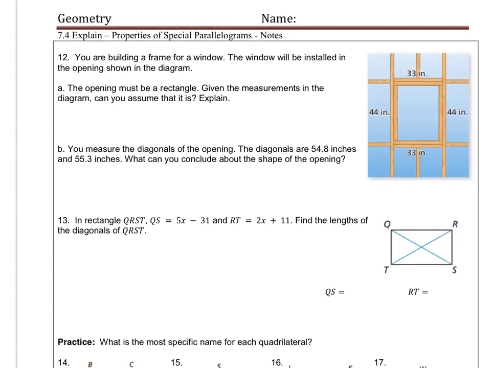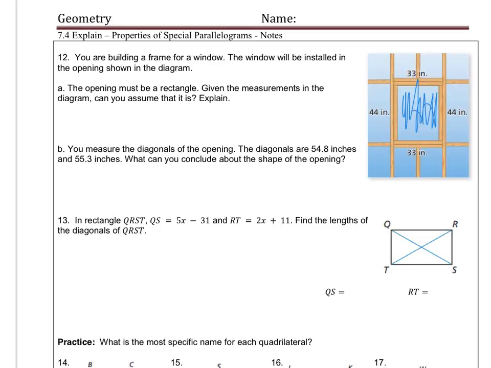Okay, so we're on our second page. Let's do some more problems. Here at the right, you have this frame and a window. It says you're building a frame for a window. The window will be installed in the opening shown in the diagram. The opening must be a rectangle. Given the measurements in the diagram, can you assume that it is? To make sure we understand, this right here is the opening. This is the area they're talking about.